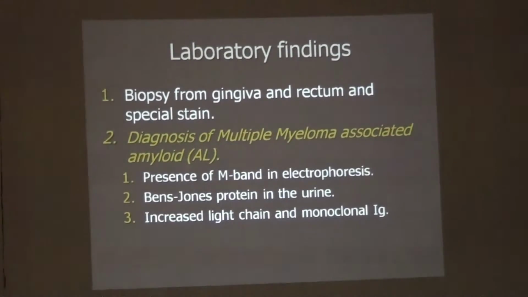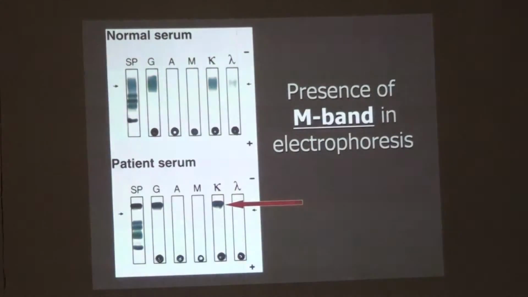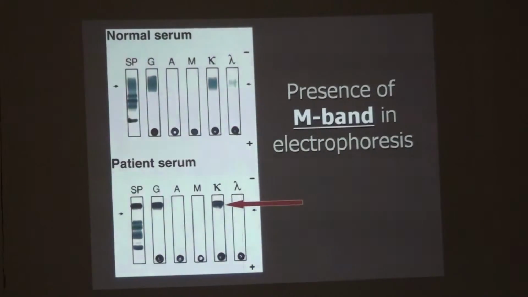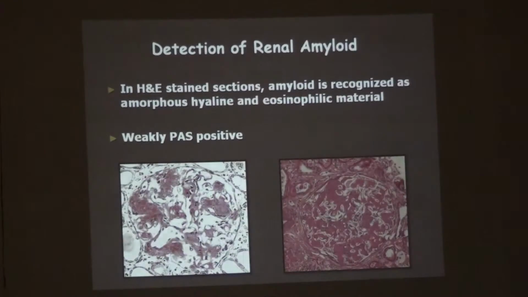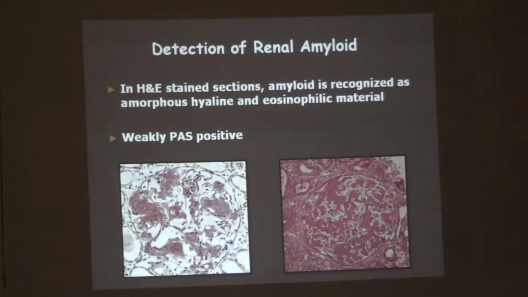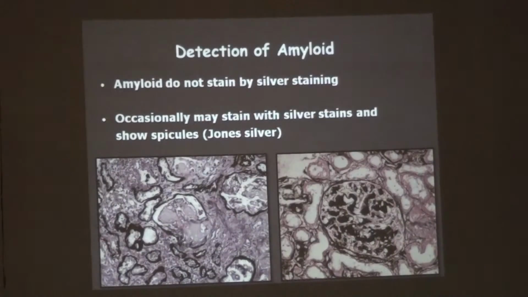So laboratory findings for multiple myeloma: there will be presence of an M band in electrophoresis, which we have got. Bence Jones protein in the urine, or increased light chain or monoclonal Ig. You can see the kappa and lambda. Here you can see that this is the normal serum, and here you see the band. The presence of the band in electrophoresis. Similarly, you can see we have the Congo red positive.